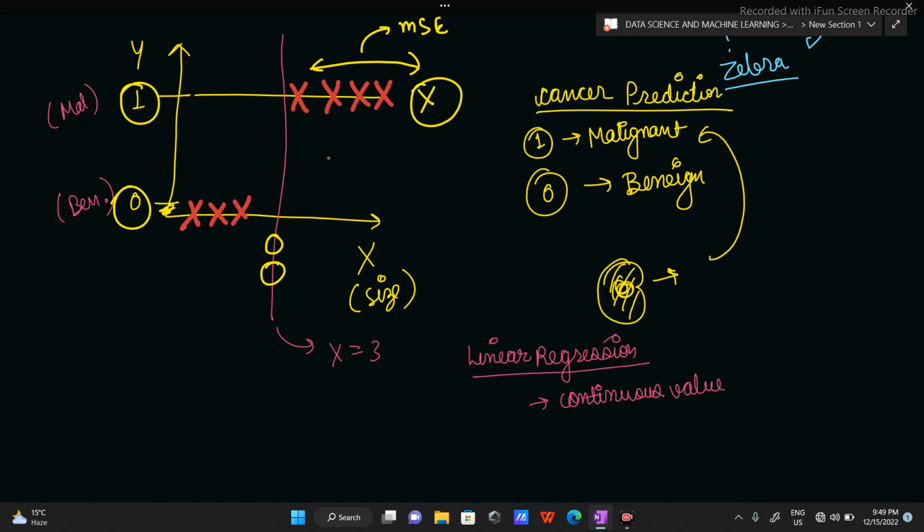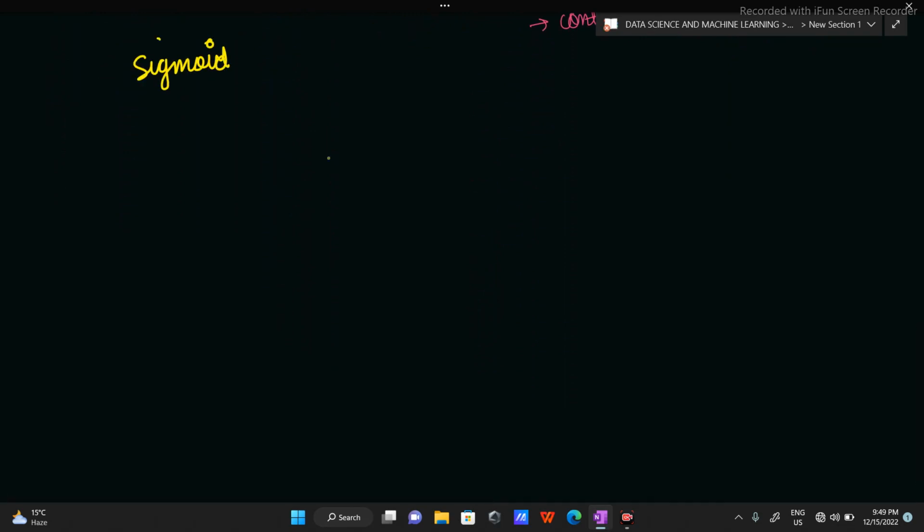So what I'll do is, there's a function we call the sigmoid function. See, till now we are talking about binary classification.